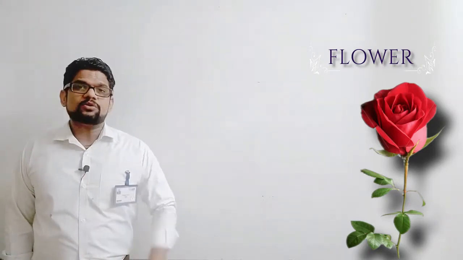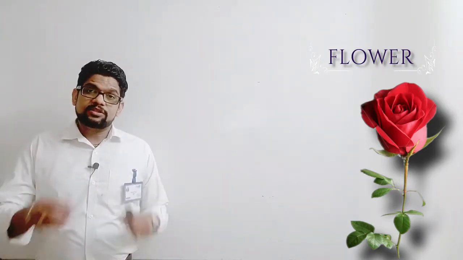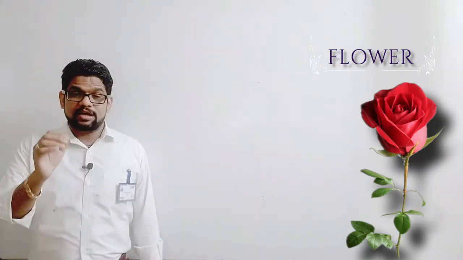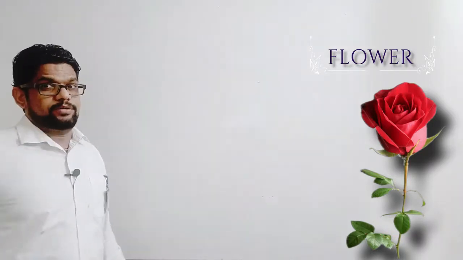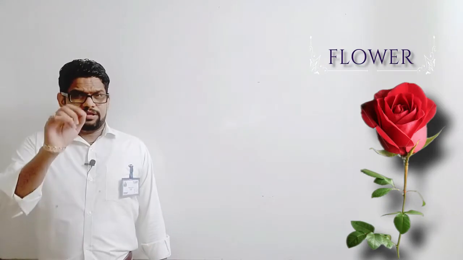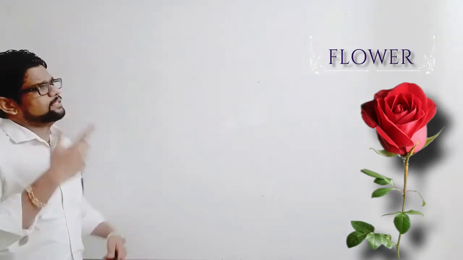Presence of nodes and internodes. Here also nodes and internodes are there, but these internodes are highly condensed. They are not that much elongated. That is why it is a highly condensed reproductive shoot. We will discuss the node and internode later on. Now let us talk about flowers.